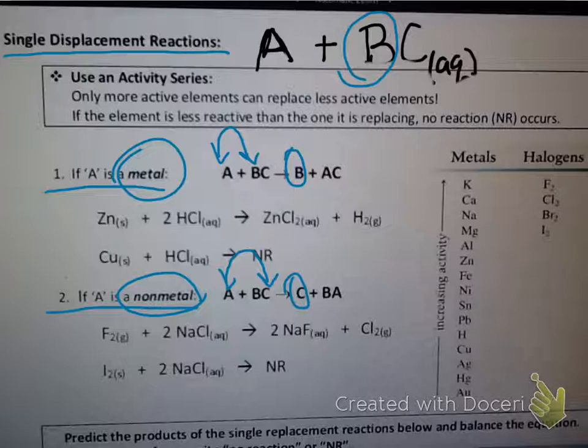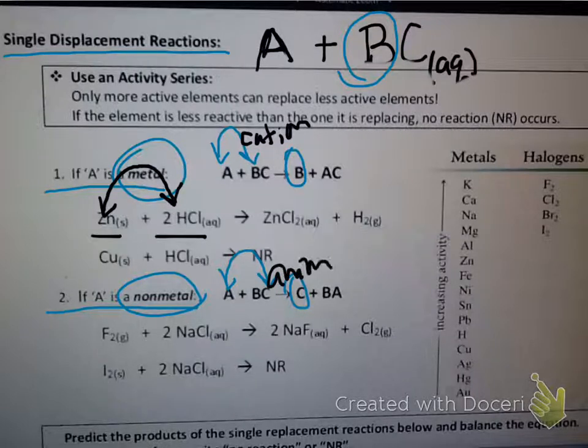Here's some examples. You have zinc plus hydrochloric acid, which we know is H plus Cl minus. It's aqueous, it's dissolved in water. All right, so zinc is a metal. It's a transition metal. Zinc then will form a cation for the single displacement reaction. It will switch places with the hydrogen. The metal switches places with the cation, okay? The nonmetal switches places with the anion.